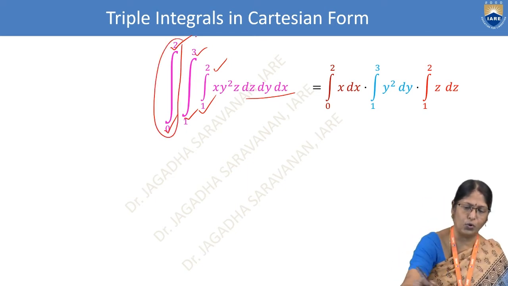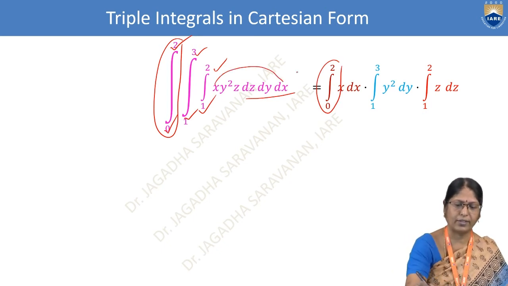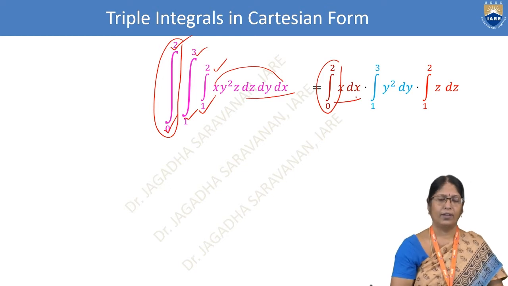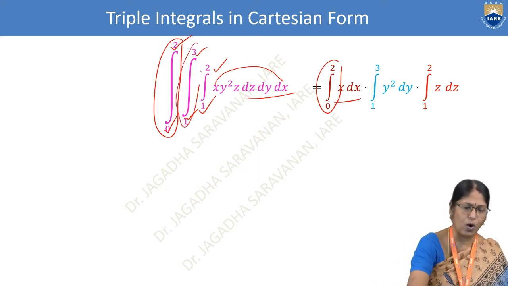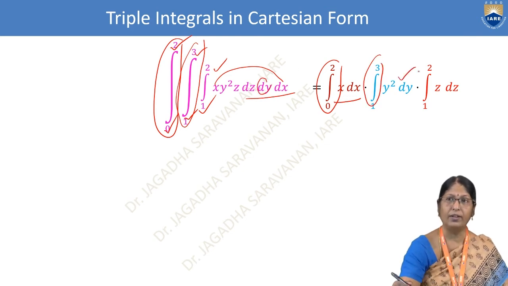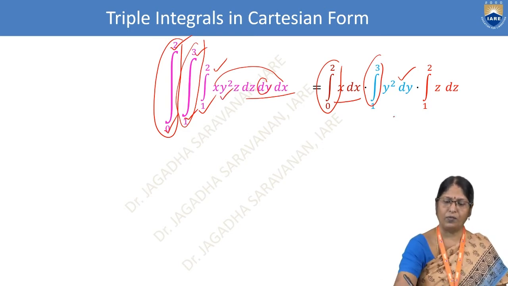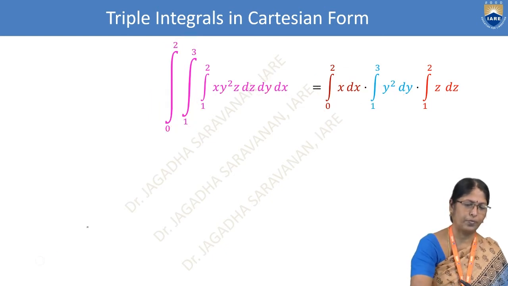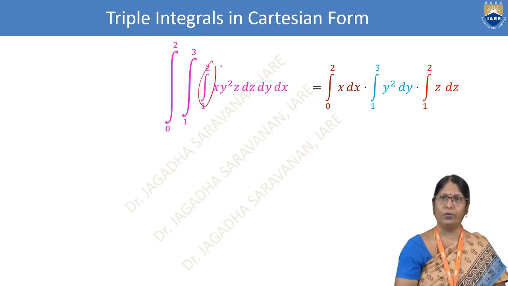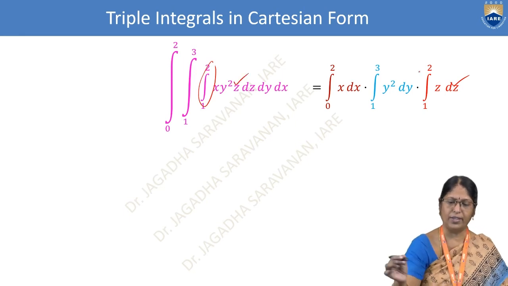this 0 to 2, the outermost, is for x, so x dx we put it. The middle one is 1 to 3, that is for dy, and y related to the variable is y square, that we put here. So the innermost is 1 to 2, that is dz. So dz related to z is there.